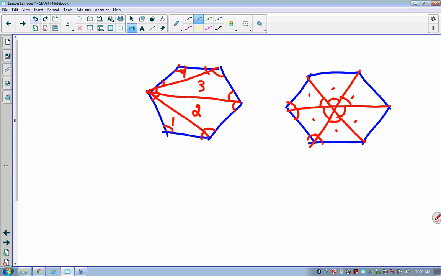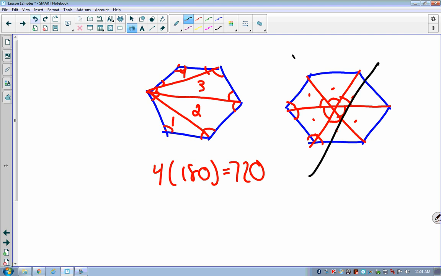Now, how many triangles do I have? 4. And how many degrees are there in a triangle? 180. So I'm going to do 4 times 180 to find out the number of degrees that are in a hexagon. How many is it? 720. But if I had done this, I would have done 6 times 180, and I would have come up with something much bigger, right? All right. So this is wrong.